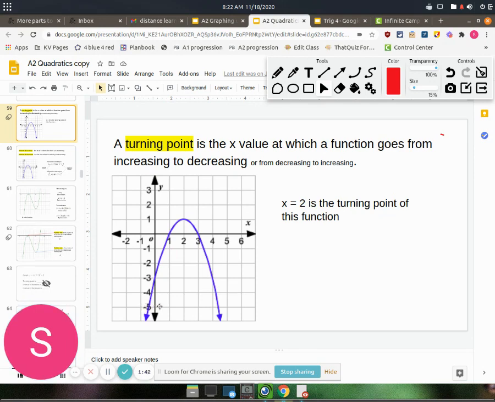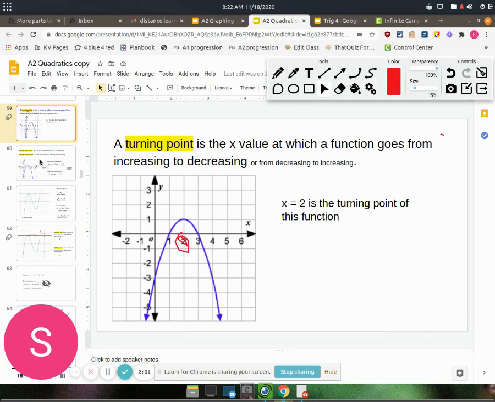So from left to right, this function is increasing. As x gets bigger, the y values also get bigger until it gets to 2. Once it reaches 2, it starts doing the opposite. It starts going downhill. So that would be your turning point, x equals 2.